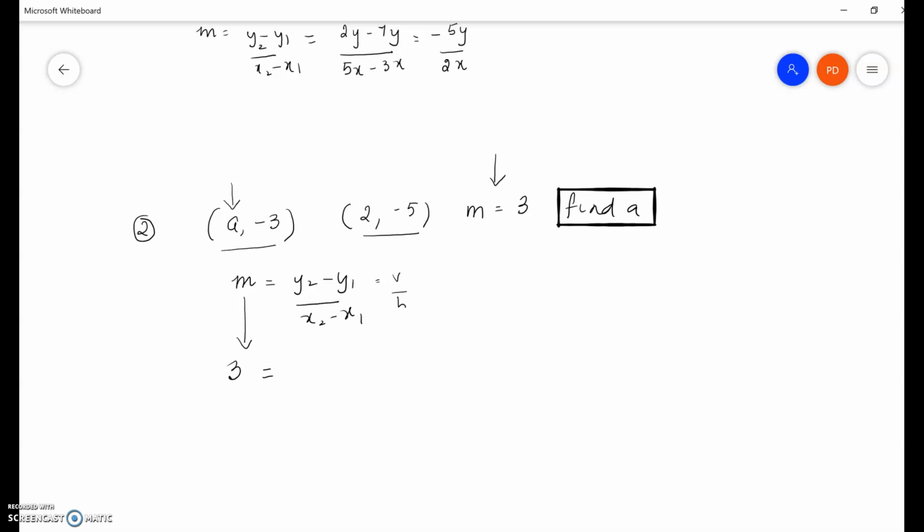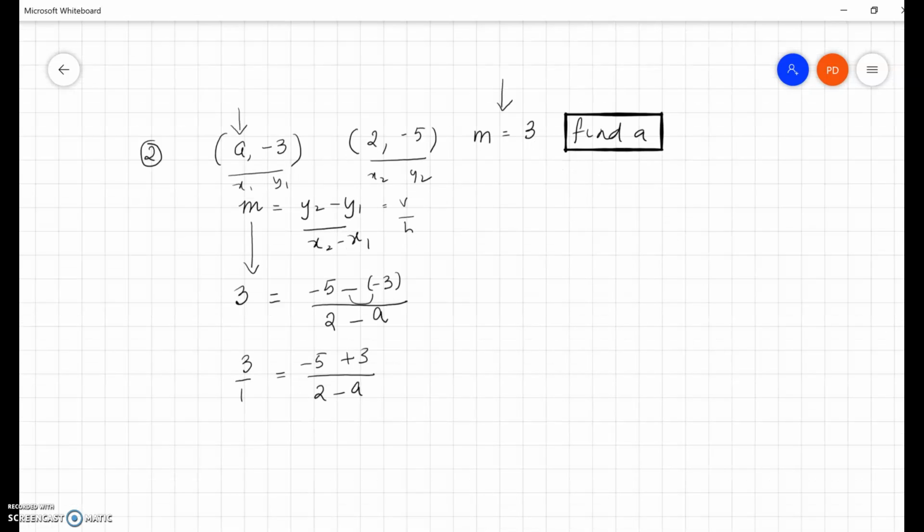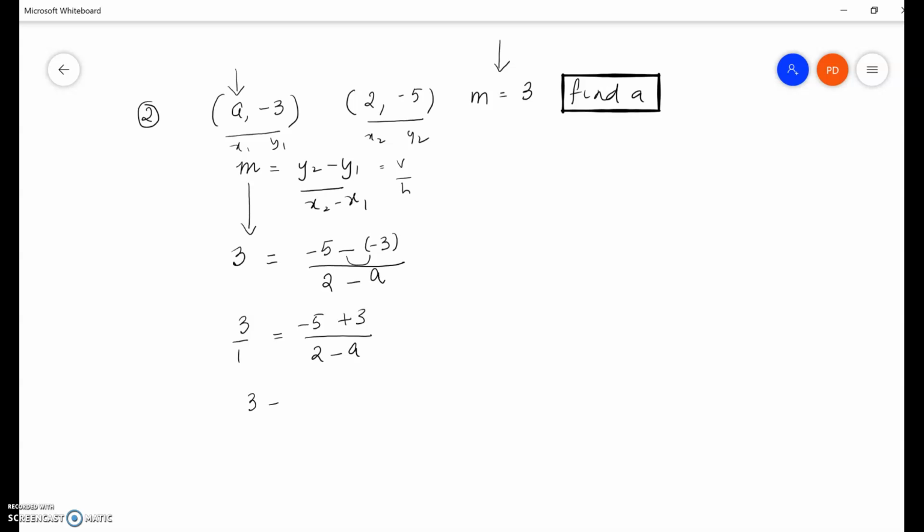y2 minus y1. So that is, so y2 is negative 5 minus negative 3, so y2 minus y1 divided by x2, which is 2, minus x1, which is A. So this is 3 on the left is equal to negative 5, negative times negative is positive 3 divided by 2 minus A, which is the same as 3 equals negative 5 plus 3 is negative 2 over 2 minus A.